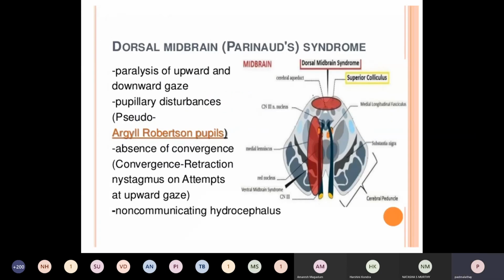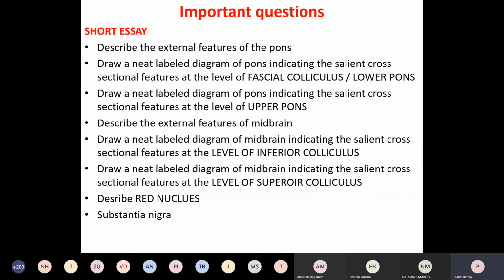There is another syndrome called dorsal midbrain syndrome or Parinaud's syndrome. It is called dorsal midbrain syndrome because the dorsal part, the tectum of the midbrain, is involved here. The tectum is responsible for vision and supplying the muscles of the eye, so there will be pupillary disturbances, the appearance of false Argyll-Robertson pupils, and also absence of convergence. So these are the important questions related to today's topic.